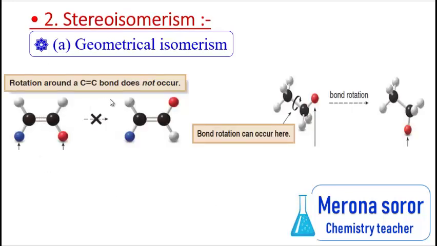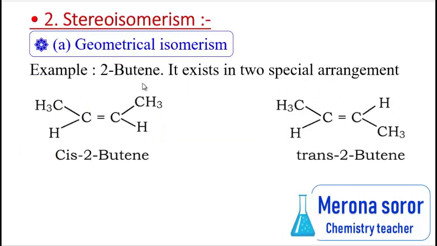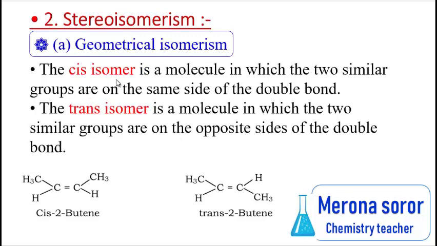Rotation around the C=C double bond does not occur, but bond rotation can occur in a sigma bond. Example, 2-butene. It exists in two spatial arrangements, cis-2-butene and trans-2-butene. The cis isomer is a molecule in which the two similar groups are on the same side of the double bond, the same side.